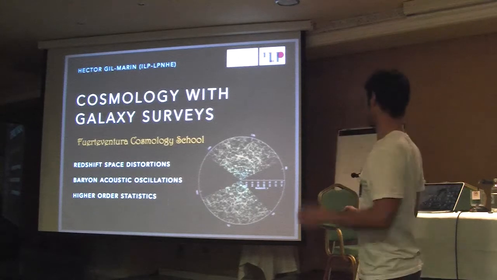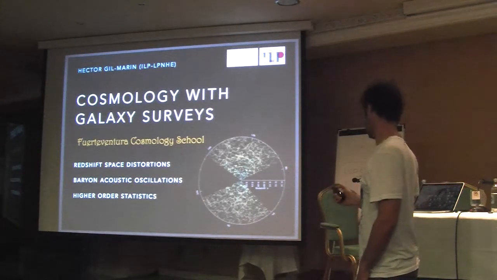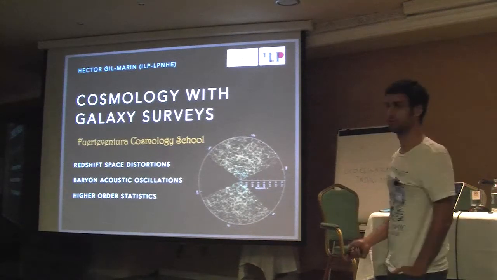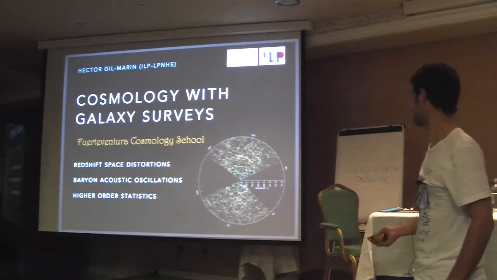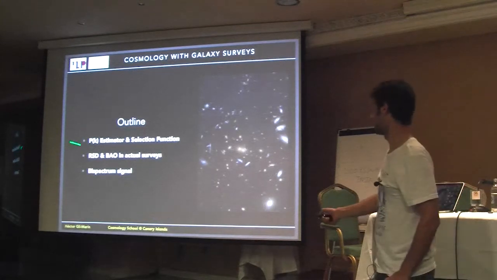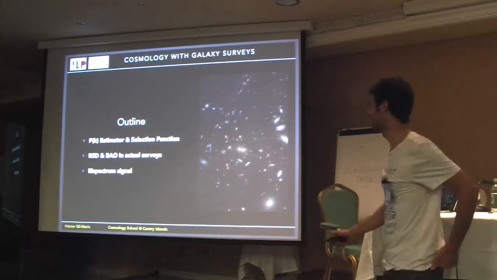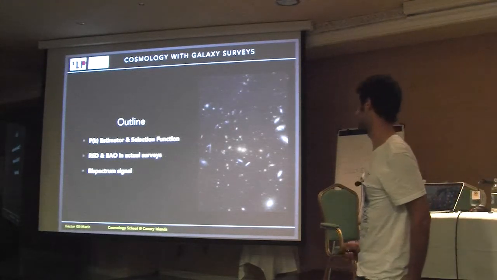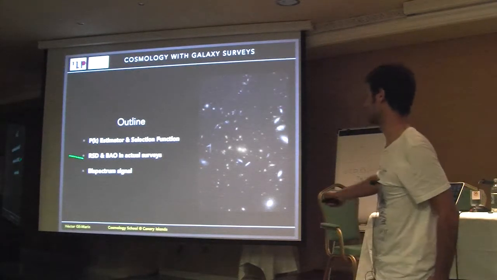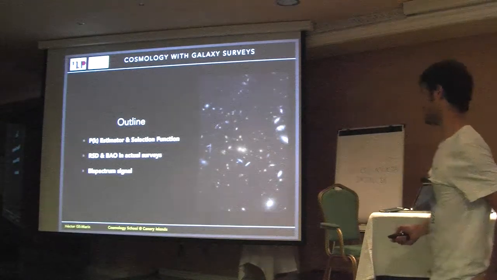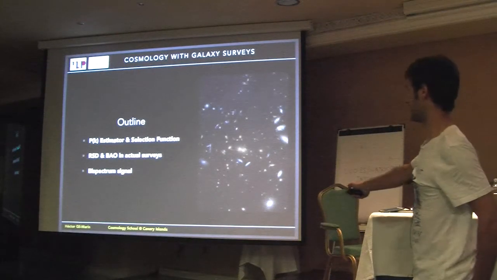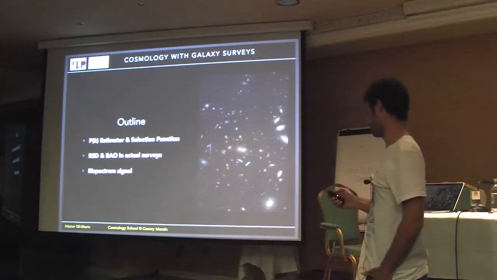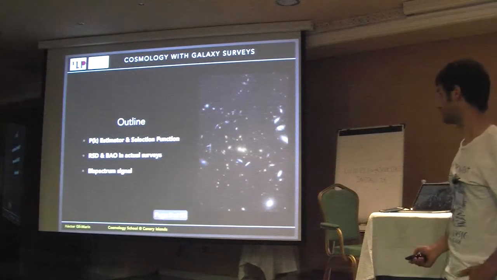So basically, I'm just going to focus on redshift-space distortions, baryon acoustic oscillations, and at the end, higher-order statistics. I'm going to start by talking about how we measure the power spectrum from surveys and what the effect is in terms of the selection function. Afterwards I'll speak a little about the effects these two things have on RSD, and in the final part of the talk I'm going to move to the bispectrum signal.